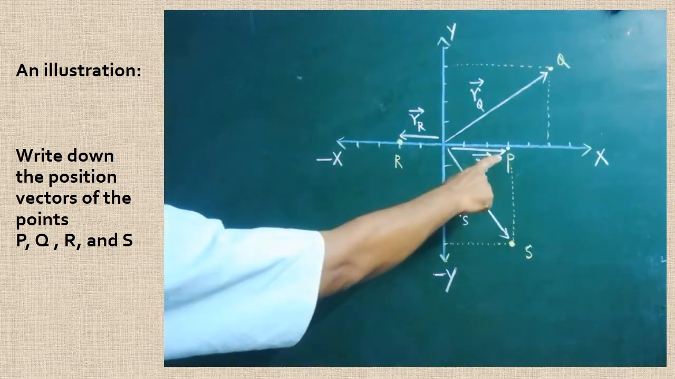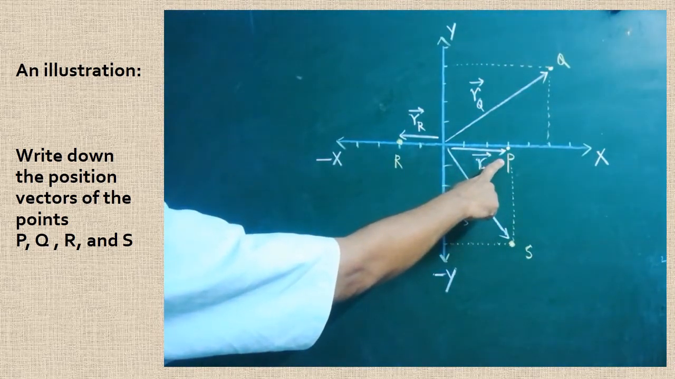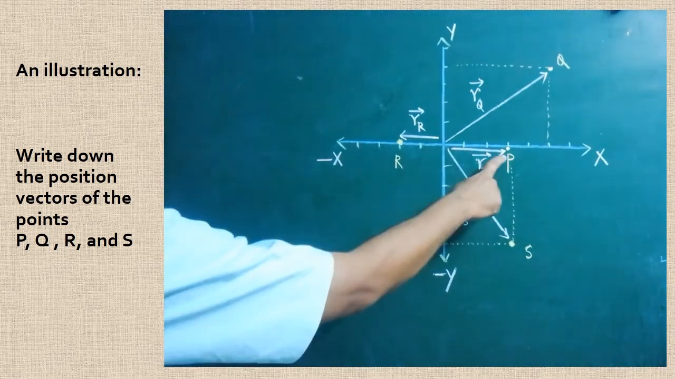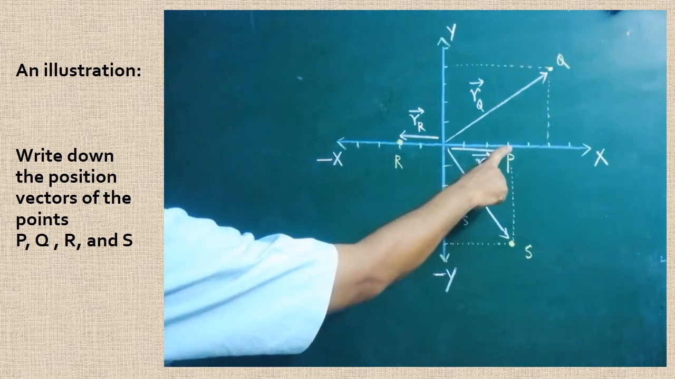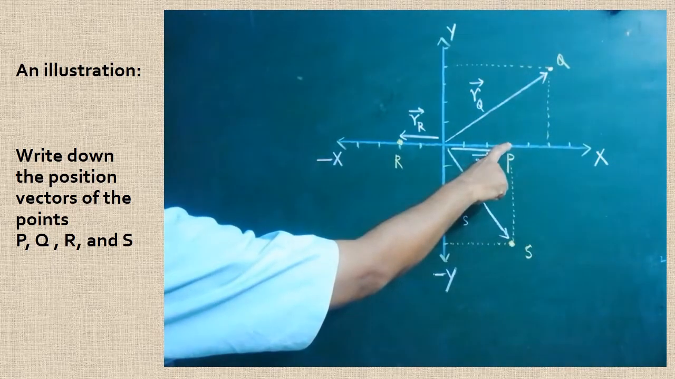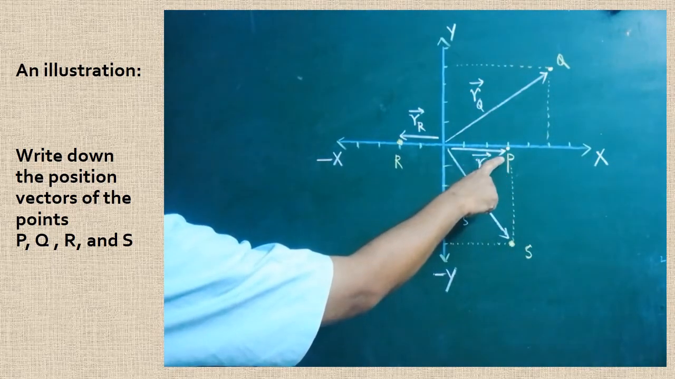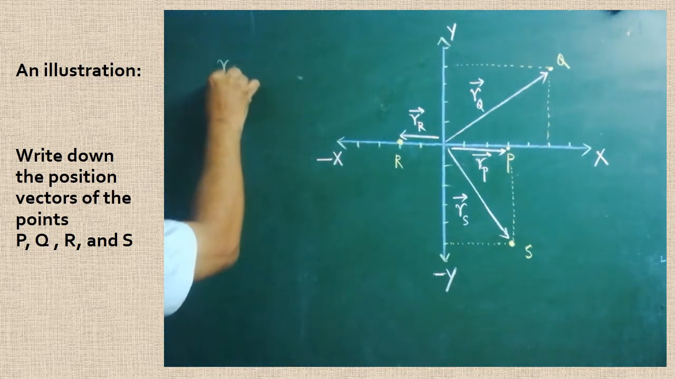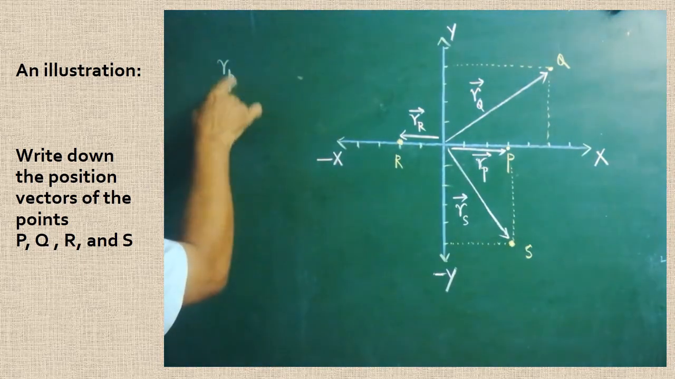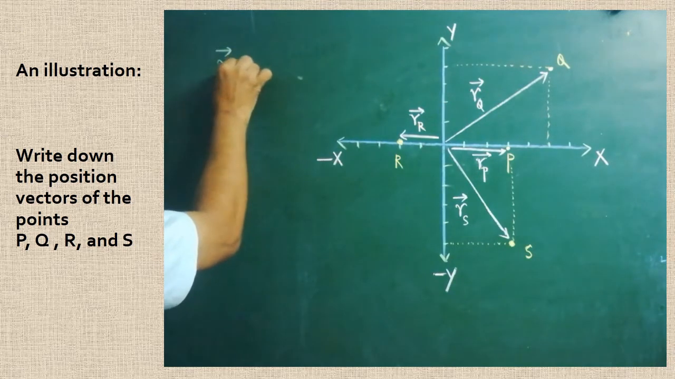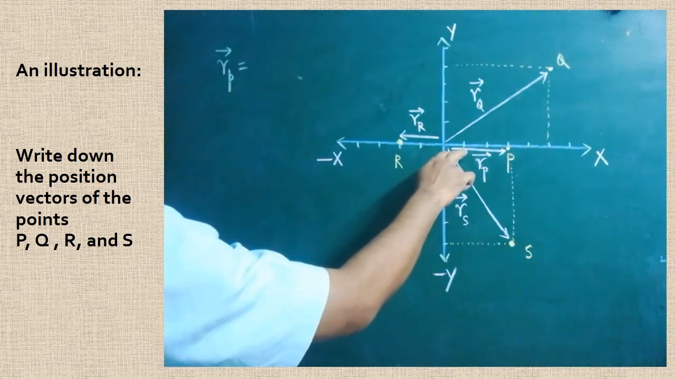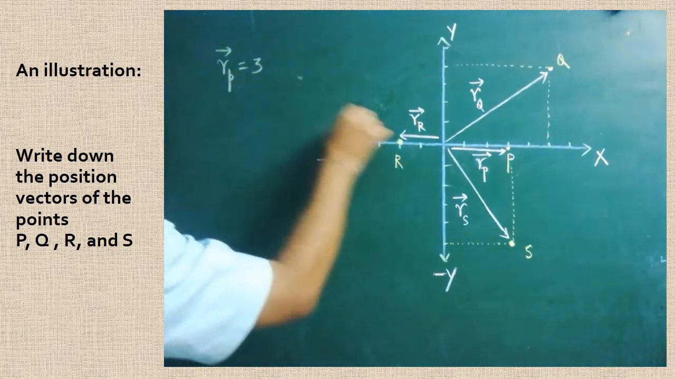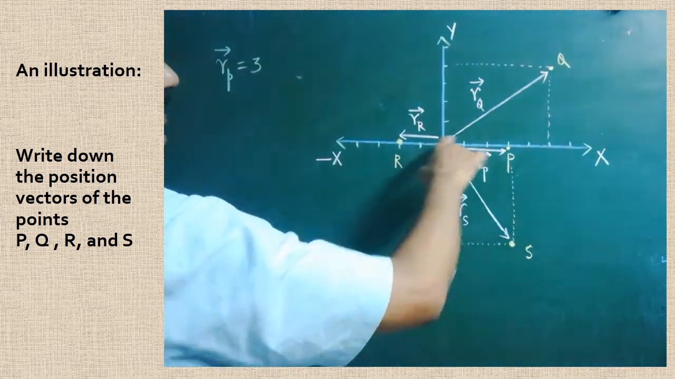Let's take the first point P. This is lying on the x-axis. From the origin, it is located at the 1, 2, 3, at the third unit of the x-axis. So, how to write the position vector for P point? Look at that. Rp, that is position vector for the point P, is equal to, now you count the units, 1, 2, 3. That 3 must be written and it is lying on the positive x direction.